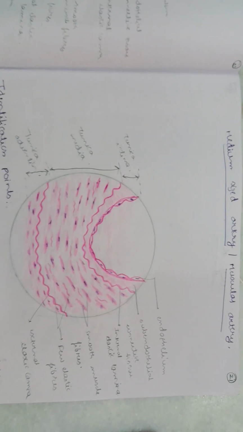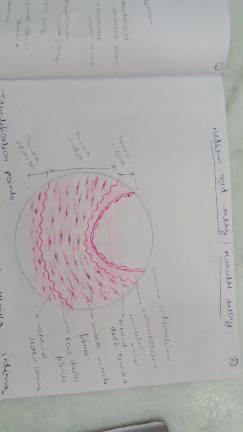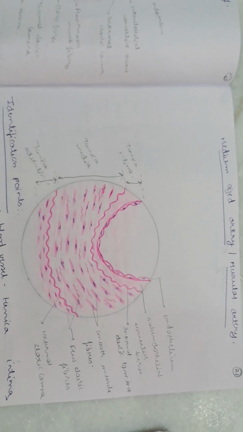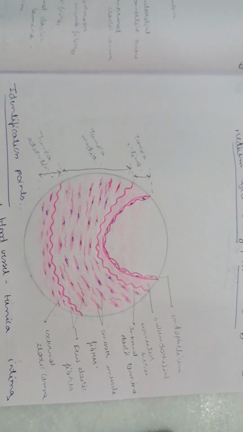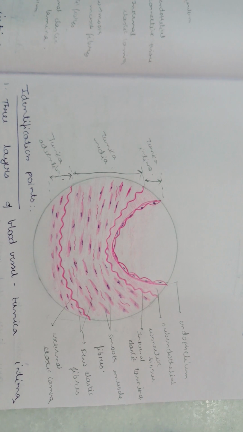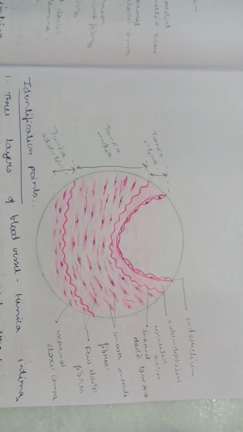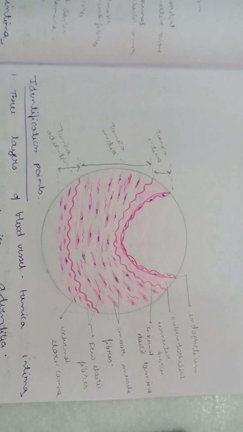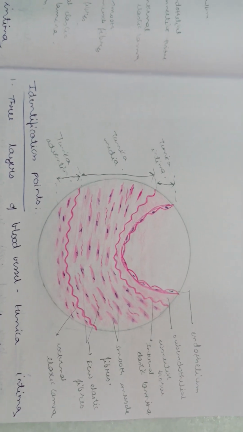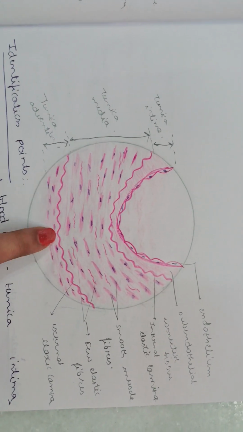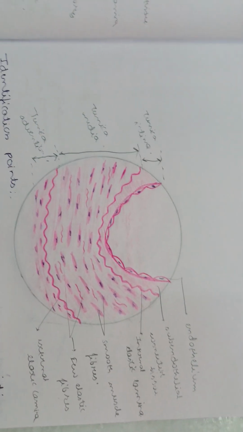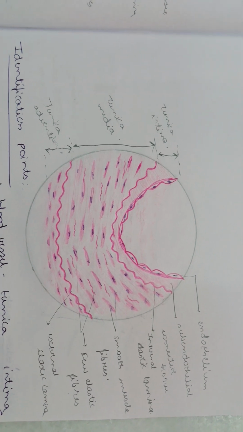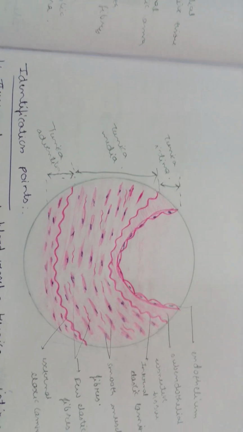Now let us see the medium-sized artery. Medium-sized artery is also called muscular artery. It also consists of three layers: tunica intima, tunica media and tunica adventitia or externa. Here the tunica intima consists of endothelium, subendothelial connective tissue and internal elastic lamina. Tunica media consists of the middle muscular layer and external elastic lamina, and tunica adventitia consists of connective tissue. Now let us see the identification points of each of these layers.